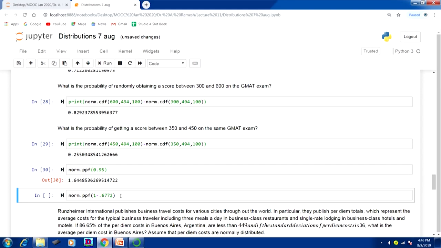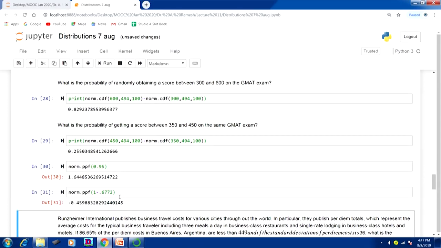Most importantly here, norm.ppf is a probability function. So, norm.ppf of 1 minus 0.6772 will give you the left side area. So, we will see what the corresponding z value is; here we are going to the left hand side. So, the z value is minus 0.459.